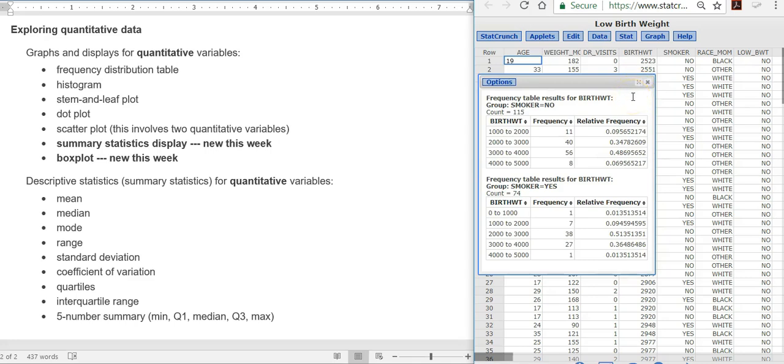And one other thing I want to mention about looking at these two tables is that for the most part, I'm looking at the relative frequencies, because if you notice the counts between the two groups, the non-smokers had 115 total, and the smokers only had 74. Since the totals are quite a bit different, then I don't really want to look at the actual frequencies. I want to look at the relative frequencies if I'm trying to compare these two. The next thing I'm going to look at is the histograms.